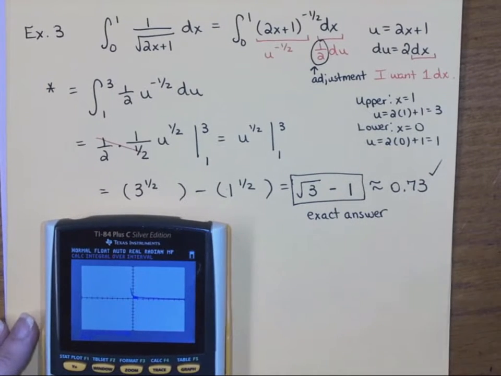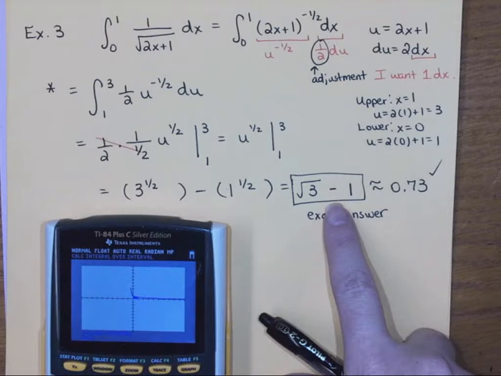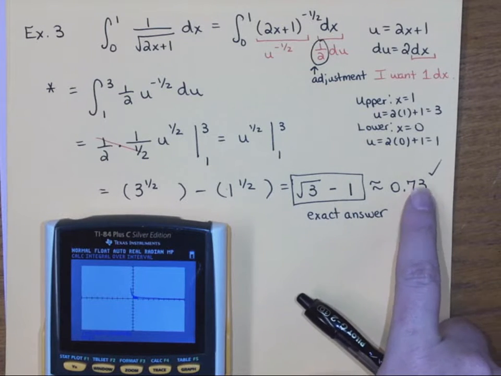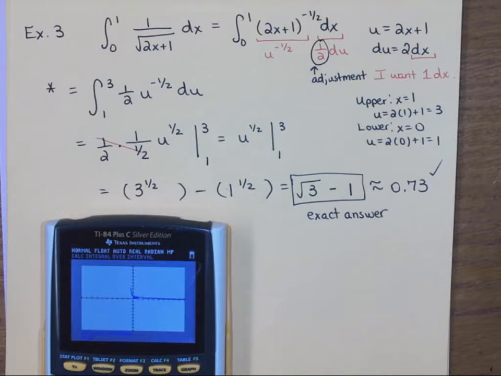But this that I circled would actually be the answer that you would want. Notice this would not be something you could get from the calculator, okay? The calculator is going to give this to you, and you have to know the exact answer.